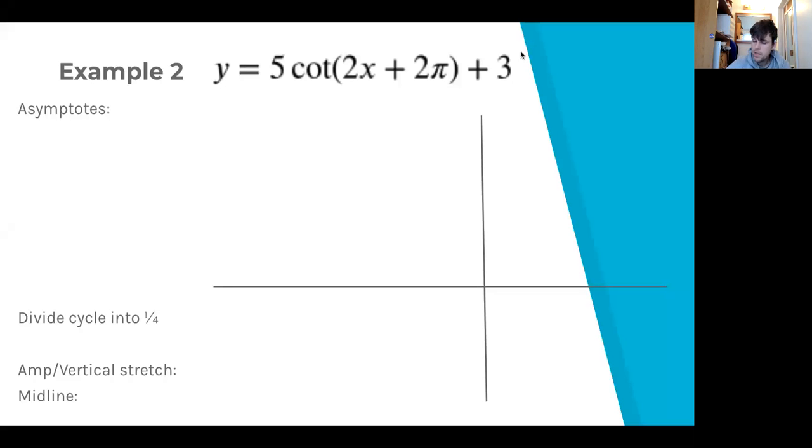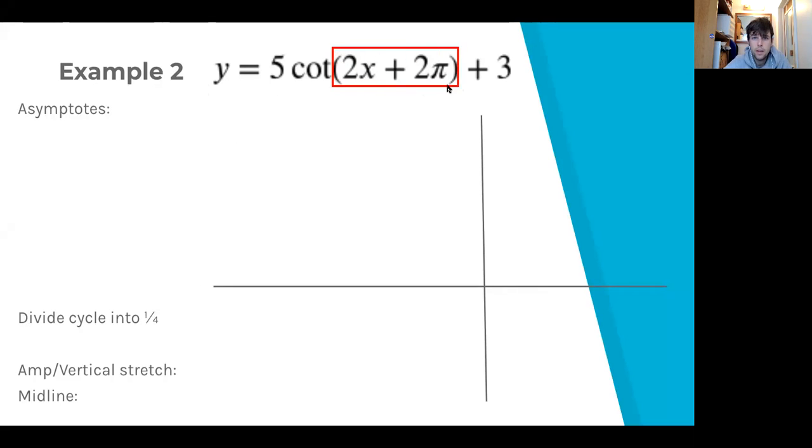All right, so we're going to jump into part 2 of this, graphing tangent and cotangent. And here we have a cotangent equation. So we're going to go ahead and graph this. I don't know why I said solve. So pretty similar process, not all that different.